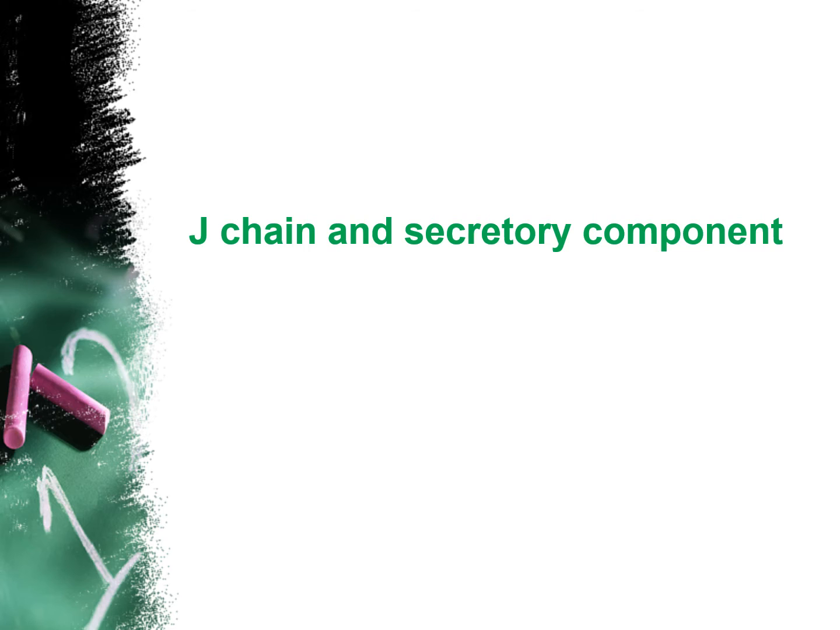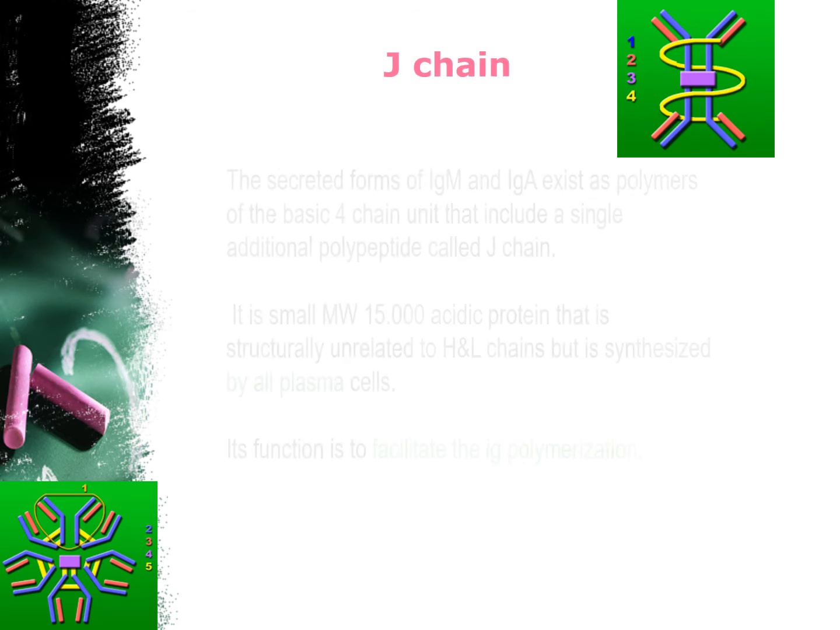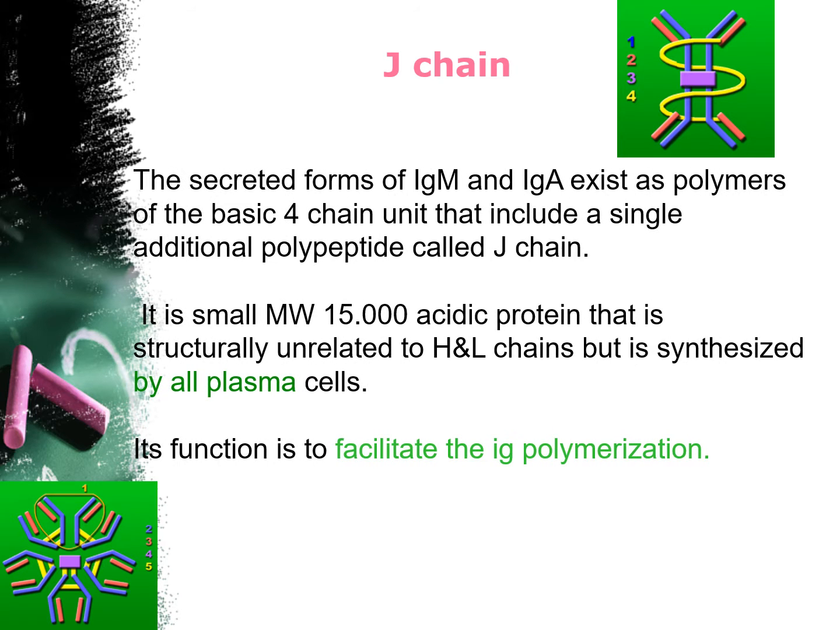J chain and secretory component. First, we will talk about the J chain. The secreted forms of immunoglobulin M and immunoglobulin A exist as polymers of the basic 4-chain unit that include a single additional polypeptide called J chain. It is a small acidic protein, with a molecular weight of about 15,000, that is structurally unrelated to heavy or light chains, but is synthesized by the plasma cell. Its function is to facilitate the immunoglobulin polymerization.